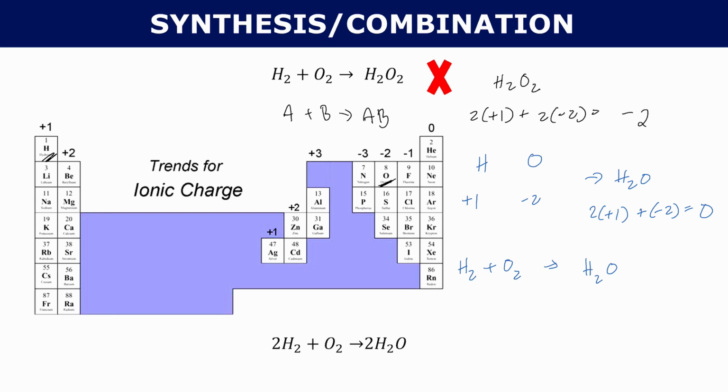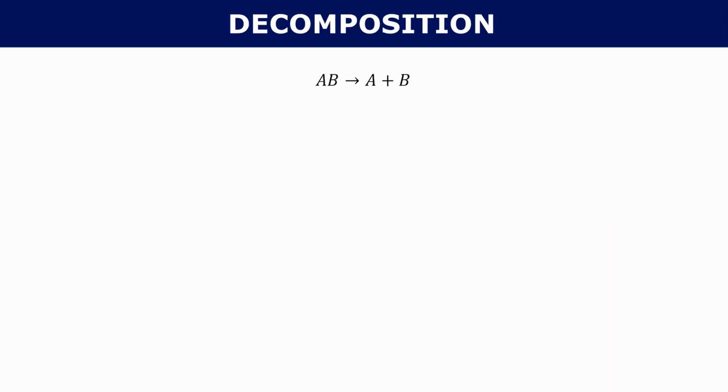Now, although this is a process I introduced in synthesis or combination reactions, you need to make sure all your other types of reactions follow this as well. So let's talk about the next type, which is a decomposition reaction. Decomposition reactions have the form of AB decomposing into A and B.